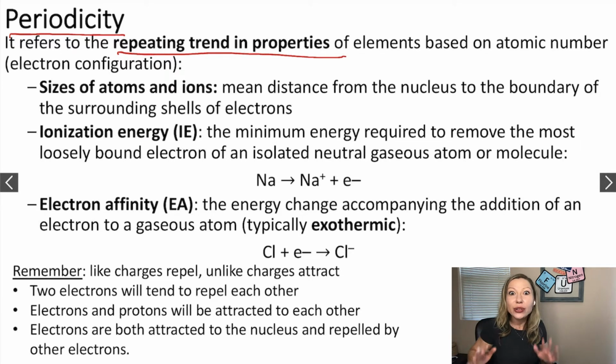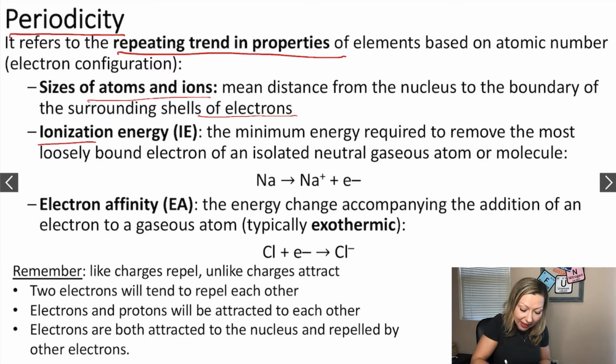Here we are going to discuss three trends. The size of an atom and an ion. This is simply the mean distance from the nucleus to the boundary of the surrounding shells of electrons. So basically how big your atom is.